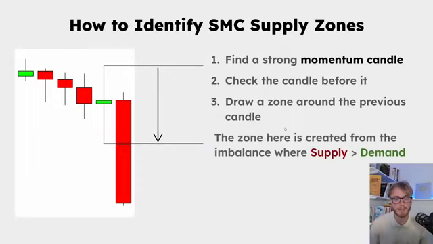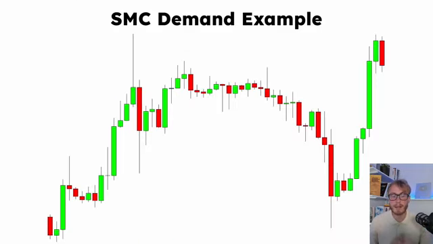Once again, the zone here is created from an imbalance between supply and demand, because in order to push the price this sharply and this fast to the downside, we need to see a strong imbalance between buyers and sellers. All right, so now let's take a look at a real life example of a demand zone.